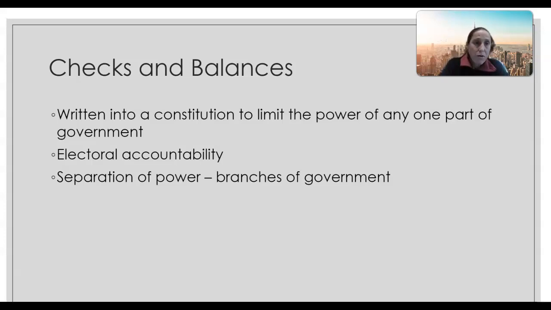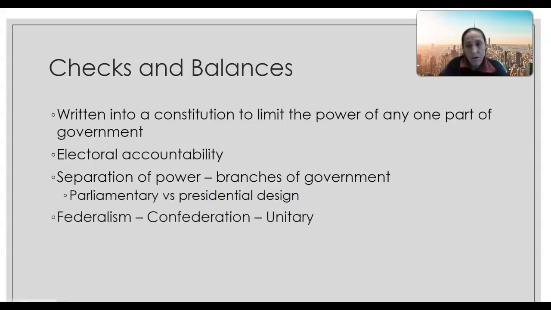The separation of power, also written into the Constitution, is this idea that the branches of government are separated and are checking each other. So the president could be from the same party that has the majority in Congress, but they have different roles in government. And Congress has to check the president, the president has to check Congress, and the Supreme Court or the judiciary has to check the operation of all of them. Right?